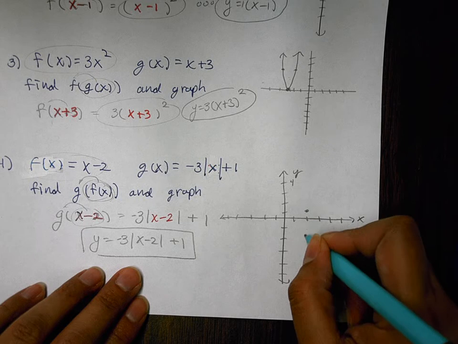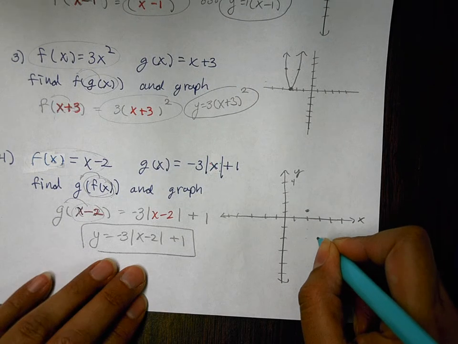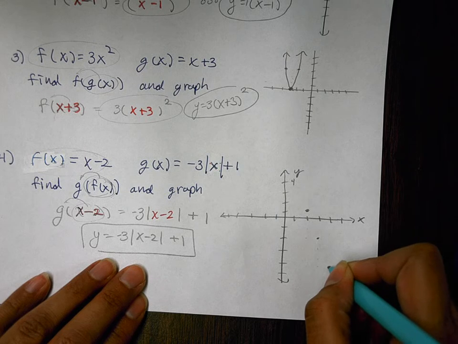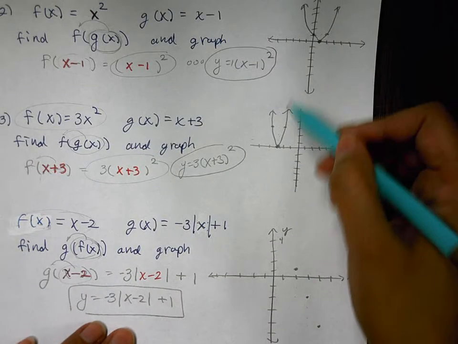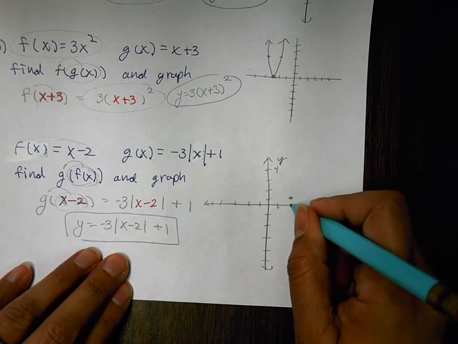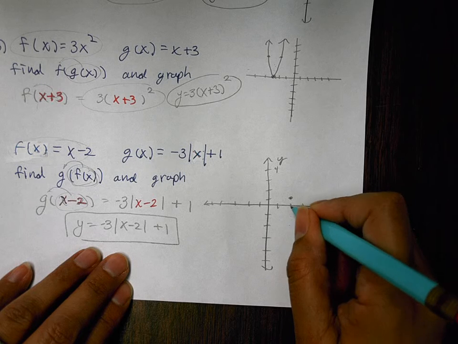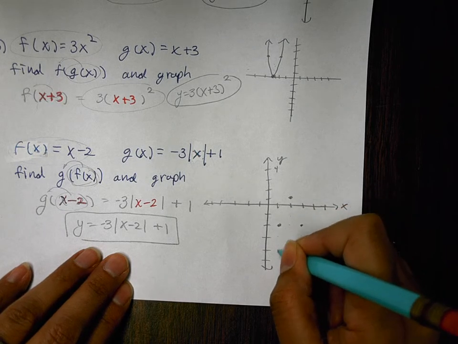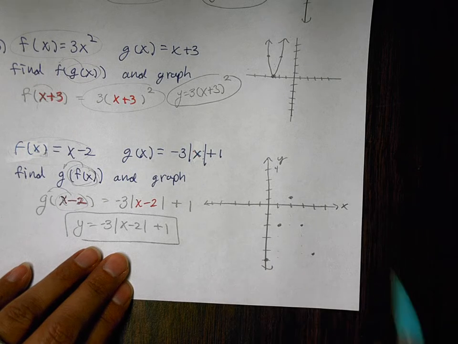1, 2, 3 over 1. And because it's a linear graph, I could do it again. 1, 2, 3 over 1. I cannot do it again over here when it's a parabola because it's a curve. But with the straight line, I can. I'm going to do it again, 1, 2, 3 over 1 in the other direction. 1, 2, 3 over 1 in the other direction.